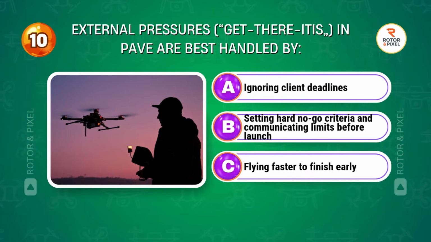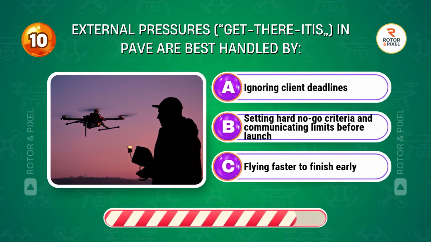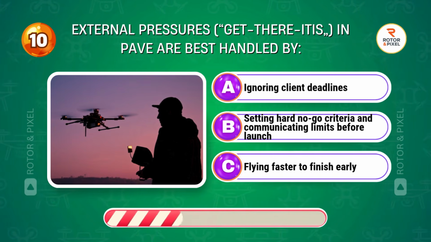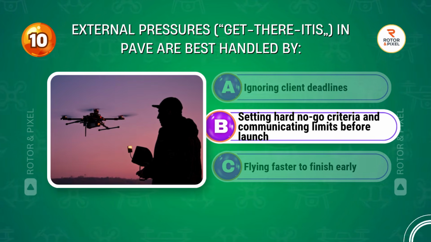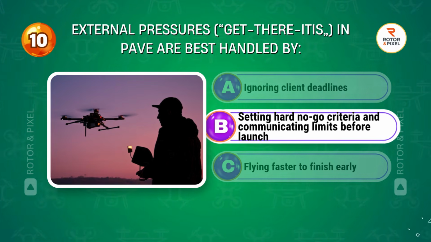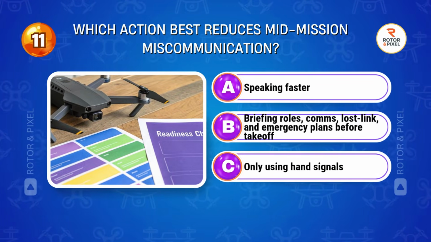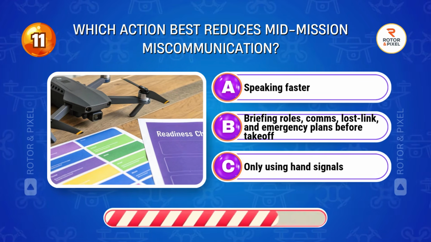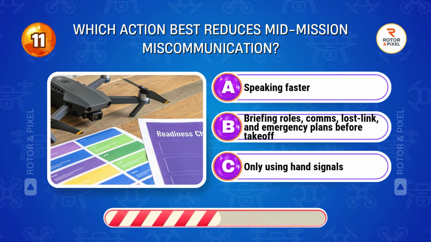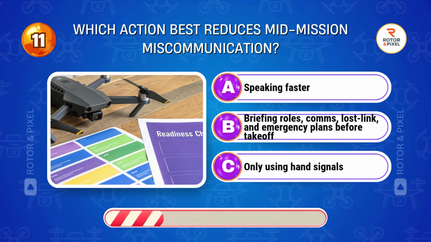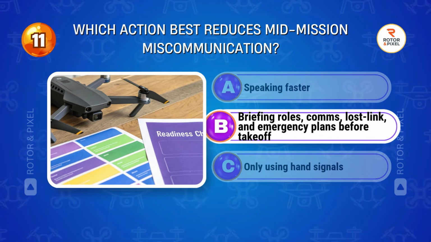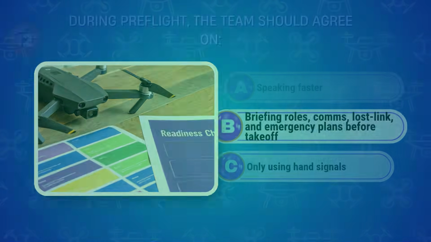External pressures in PAVE are best handled by... Answer B, setting hard no-go criteria and communicating limits before launch. Which action best reduces mid-mission miscommunication? Answer B, briefing roles, comms, lost link, and emergency plans before takeoff.